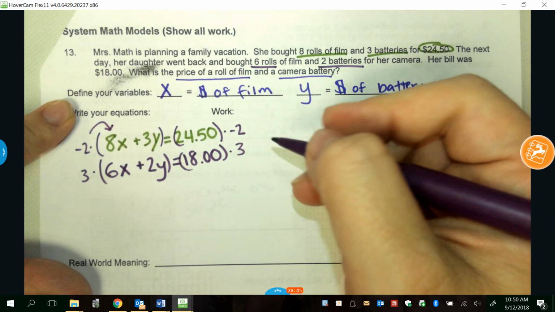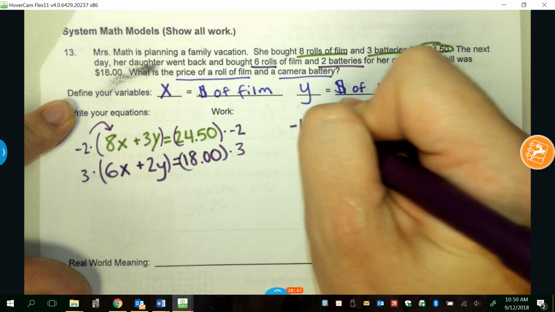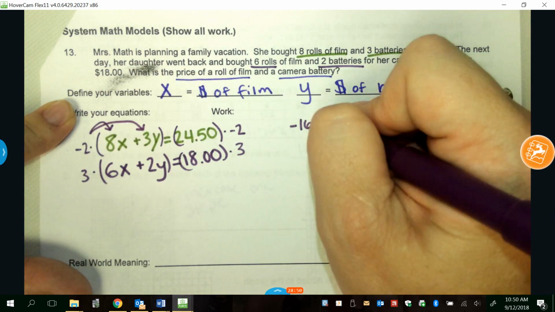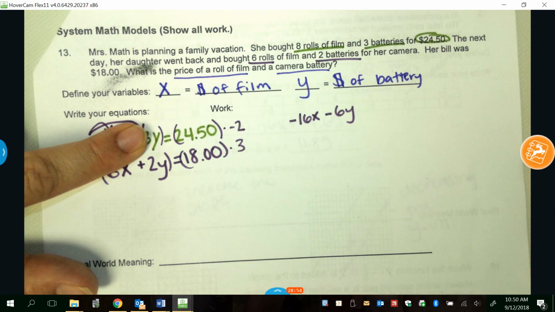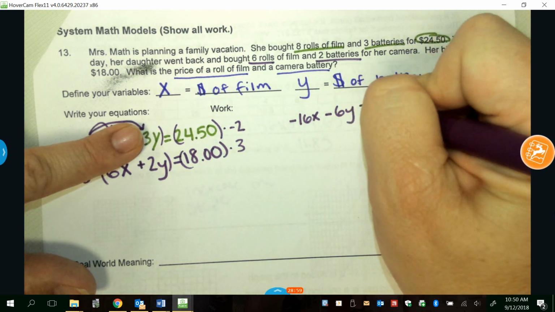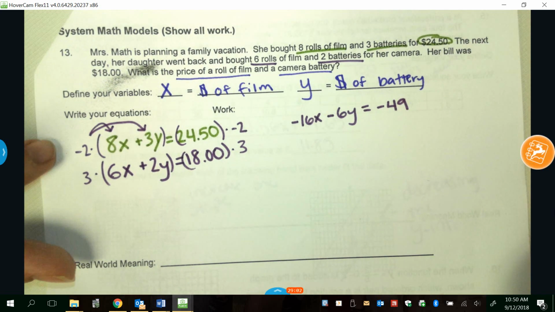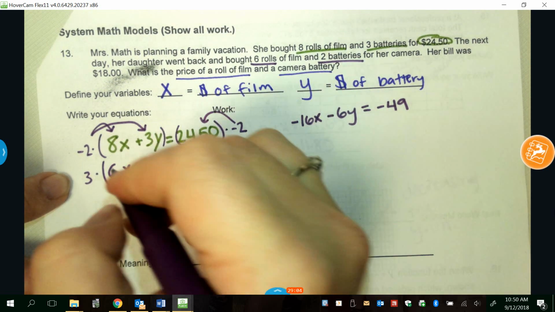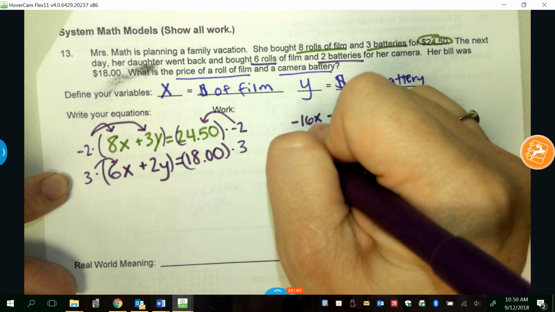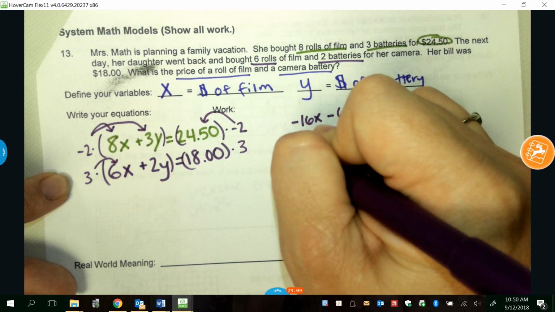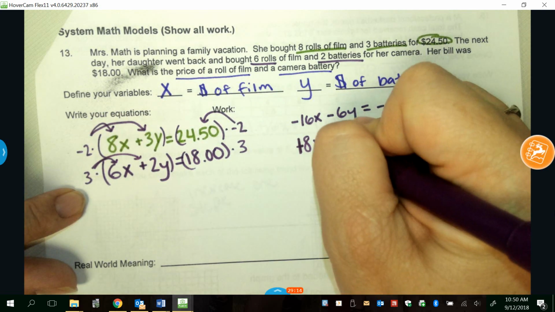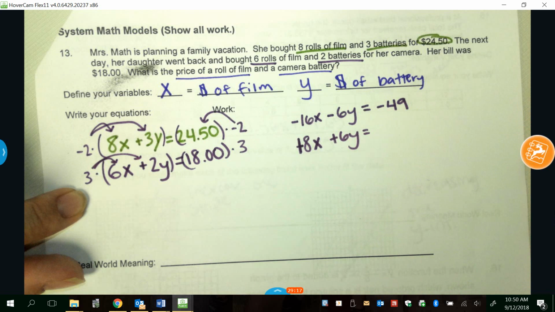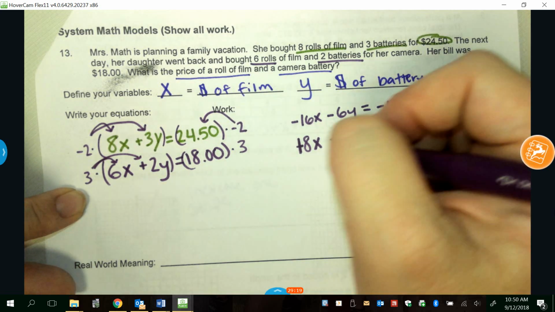So -2 times 8x is -16x. -2 times 3y is -6y. And then 24.50 times -2 is -49. Now, 3 times 6x is 18x. 3 times 2y is +6y. And 3 times 18 is 54.